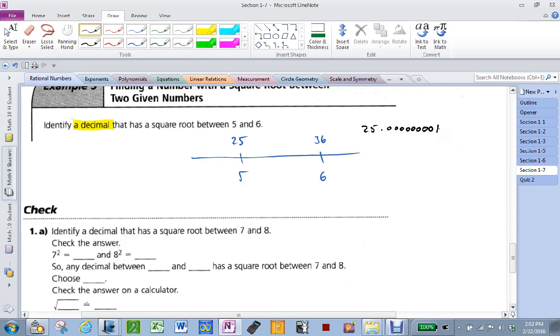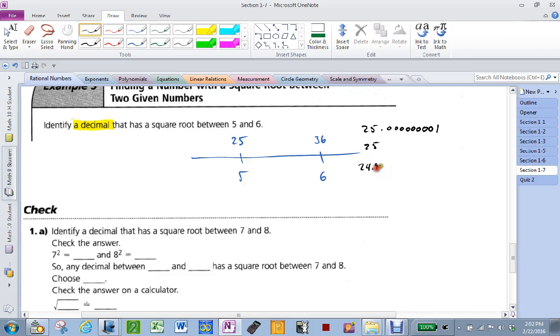Will 25.0000000001 work? Yes, because that's past 25. Will 25 work? No, because 25 is just 5. But it's still between, in a way. Take a shot at a goal in hockey. If it hits the post, it's only a goal if it goes between the posts, yes? But there's still a chance.